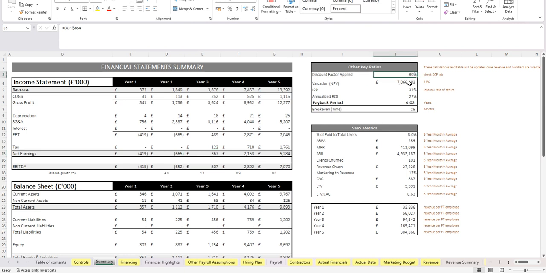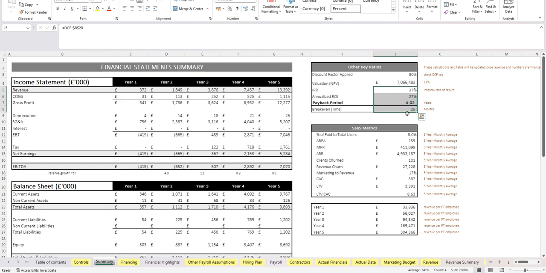DCF would do for valuation. Obviously, we do maybe the multiples, whatever methodology the client wants. I'm not going to go through the valuation now. It's probably for another video. IRR, annualized ROI, payback, break even, very important. So all these metrics are calculated.